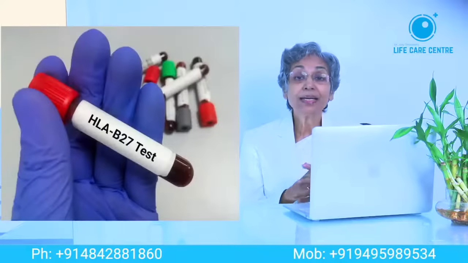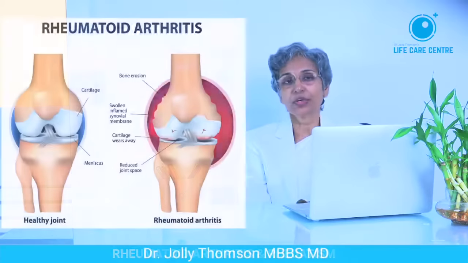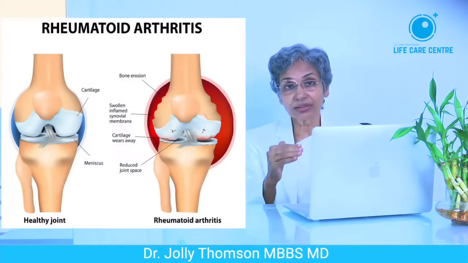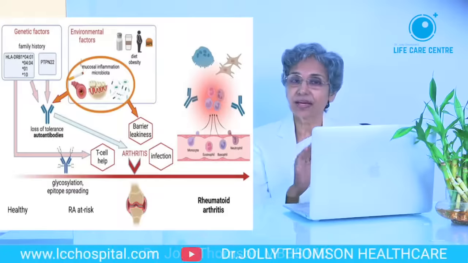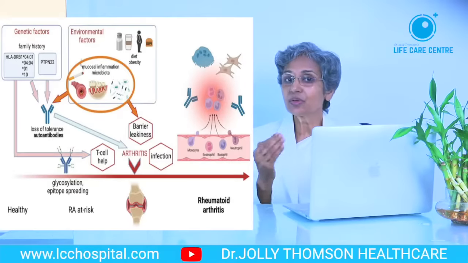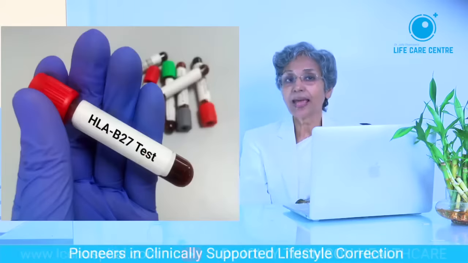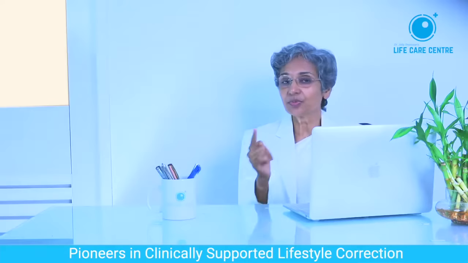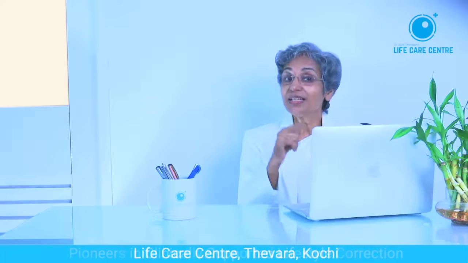Next, generally tested is HLA-B27. That is to check for any mutation which is predisposing the patient to rheumatoid arthritis. If the mother, father, or another family member has rheumatoid arthritis, it is always better to check HLA-B27. And if it is positive, the predisposition for the disease is high, then we can take care that even if you have a genetic predisposition, you need not get the disease.